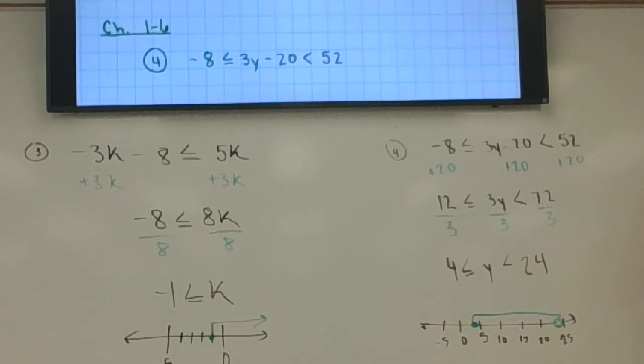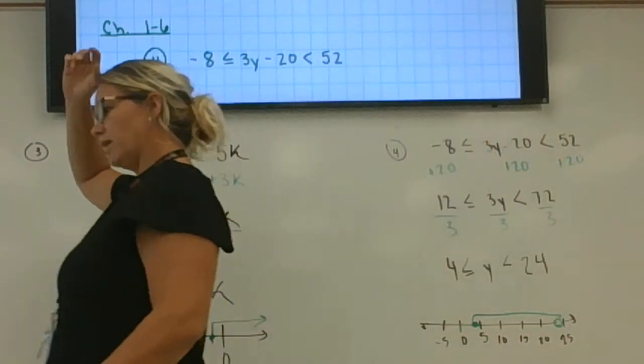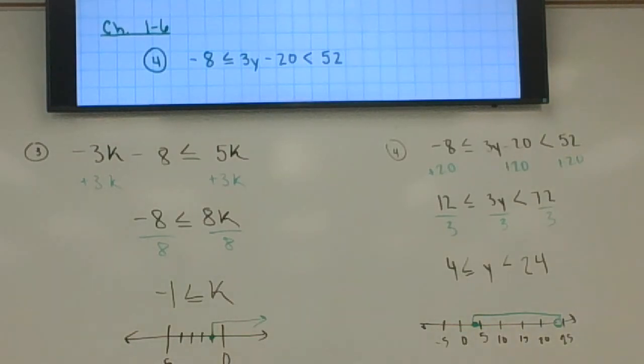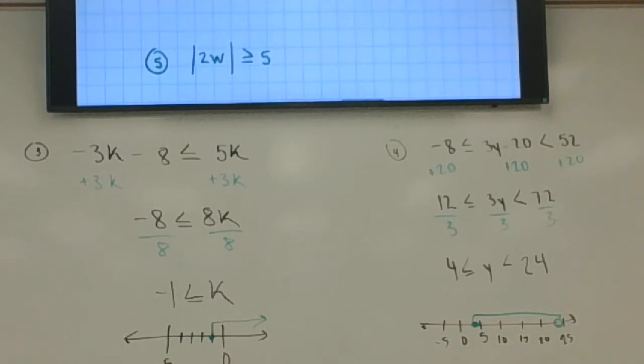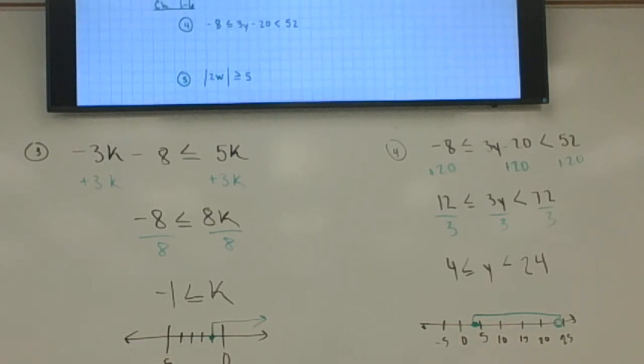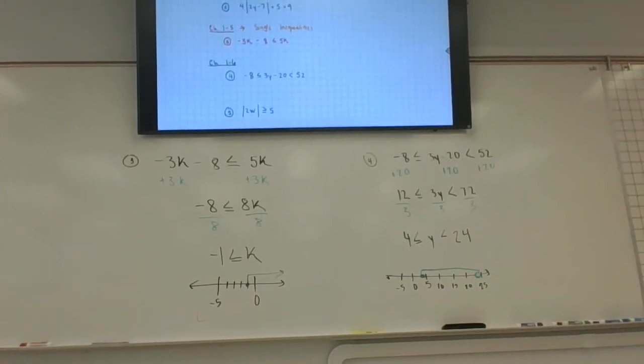Anybody have a question? Okay, so you're writing the section down that you want to go back and review. Oh, same section, absolute value and inequality. Wait, what are the chapters for? What was chapter 1? So 1-1 and 1-2, I didn't put it on this board.